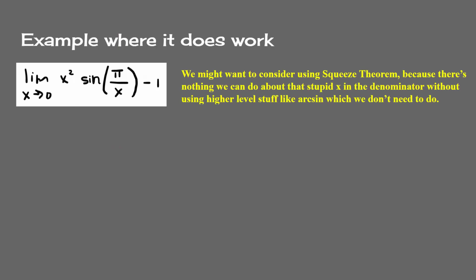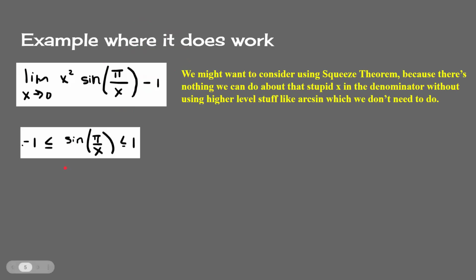We might want to consider using the squeeze theorem because there's nothing we can do about that stupid x in the denominator without using higher level stuff like arc sine, which we don't need to do. So forget about that. That's all we can do at this point. And if it doesn't work, then there's still something that we can do. But this is an example where it does, so it will work. But what do we do first? We do this. This is what you need to do every time when you see something like this.